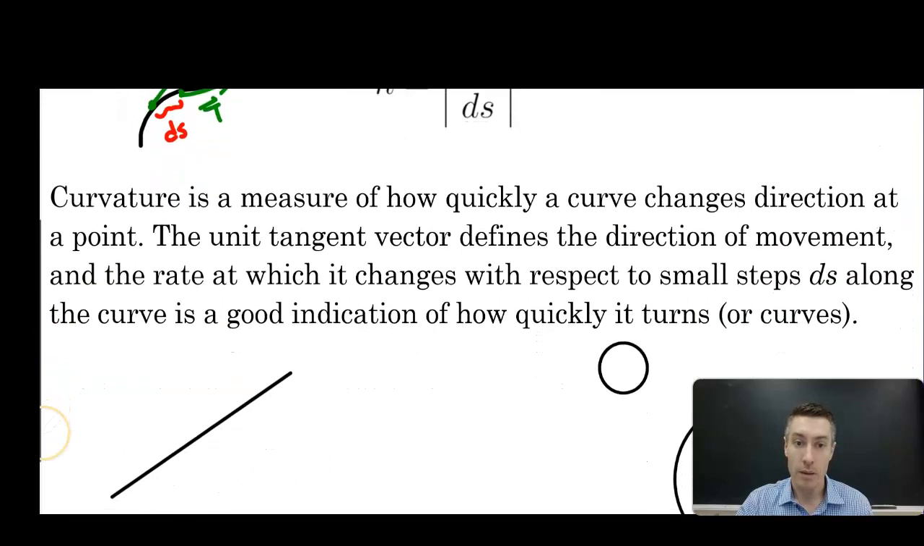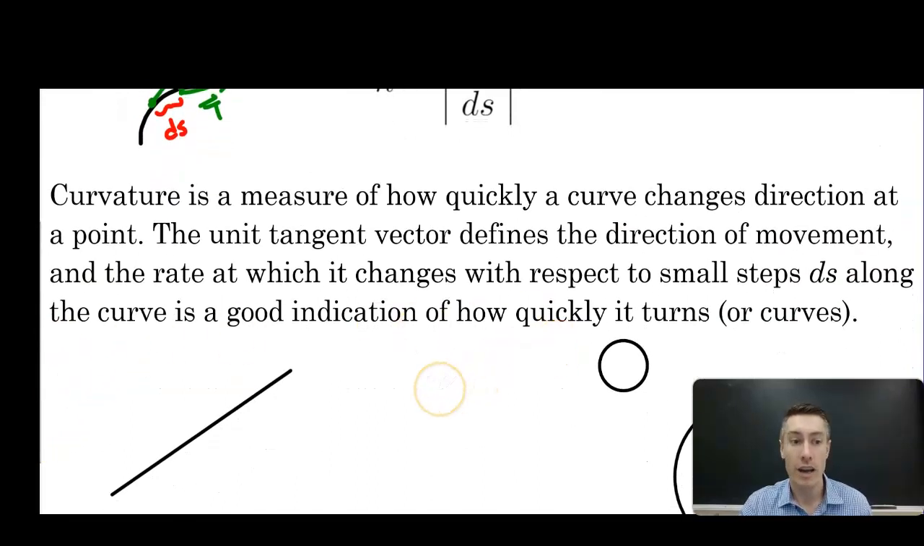So curvature is a measure of how quickly a curve changes direction at a point. The unit tangent vector defines the direction of movement, and the rate at which it changes with respect to small steps ds along the curve is a good indication of how quickly it turns or curves. So that is formally defining what I was speaking about as I drew that diagram.